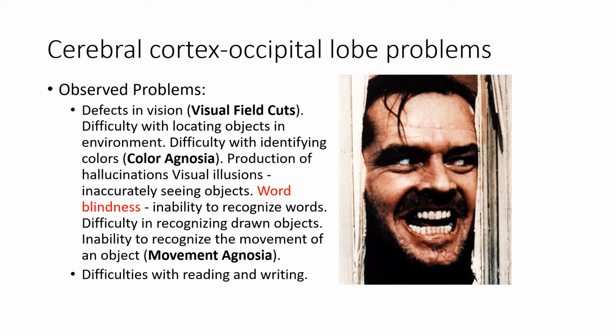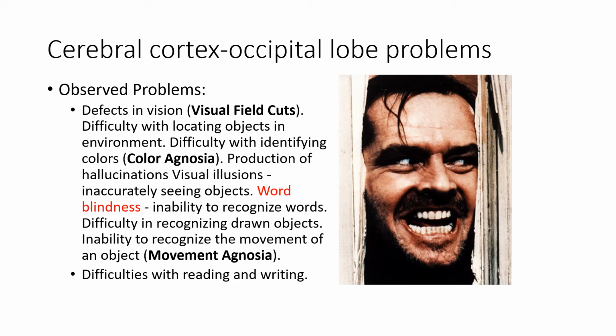Difficulty locating objects in your environment. So maybe you have 20 objects and it's like pick up the pen. You may not be able to find the pen. There's just too many objects there for you to focus your vision. You might have difficulty identifying colors, so that could be with color blindness as well. It could produce hallucinations, or you may start seeing different objects that are not there.